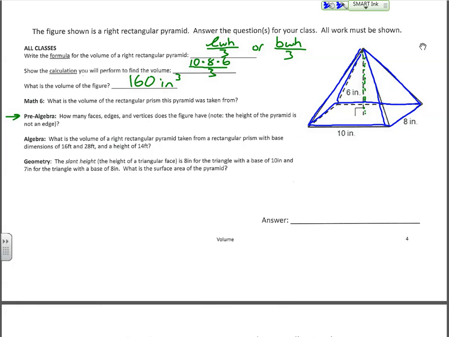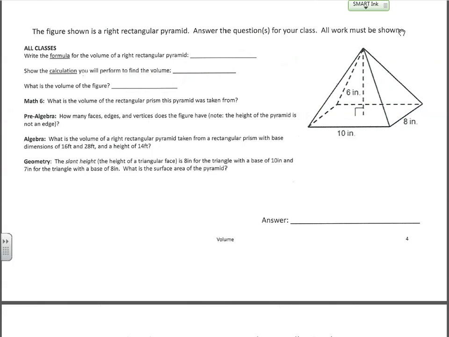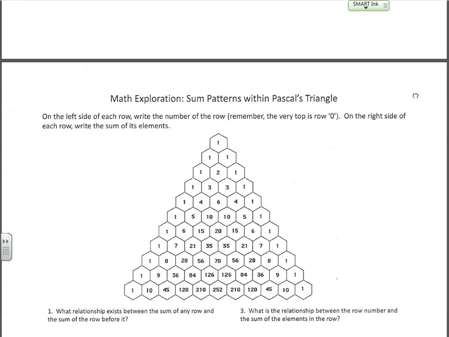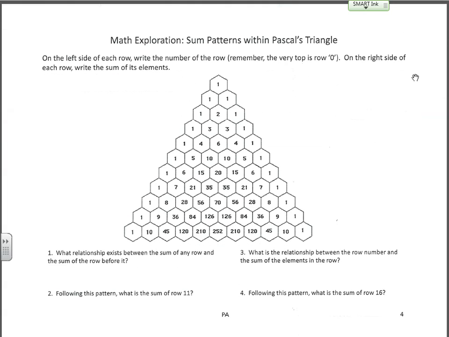So the total number of faces and edges and vertices. Okay, don't add them all together, but how many faces, then how many edges, and how many vertices. Okay? That's your job there. And then we move on to our math exploration, still looking at Pascal's triangle here.